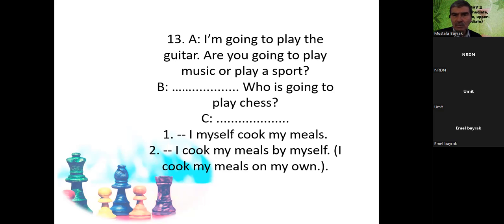I myself cook my meals. I cook my meals by myself. I cook my meals on my own. Yes, you know this. I cook my meals by myself or on my own. Or I myself. Yes, I don't let anybody cook my meals. I myself see the manager.